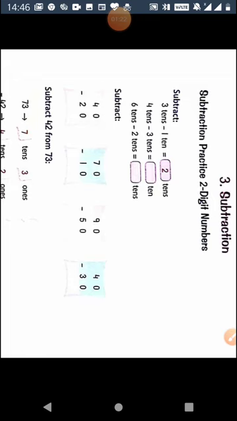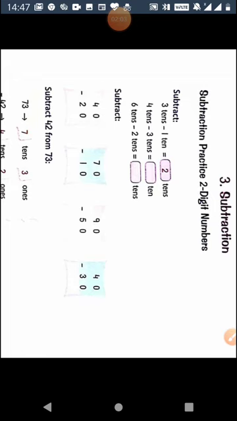So in addition, when we bring together two groups or two numbers, the total becomes more. In subtraction, when we take away something from a group or from a collection, the total becomes less. So subtraction is the process of taking away things. Like addition, it is also an arithmetic operation. There are four basic mathematical operations: addition, subtraction, multiplication and division. We have already done addition. Now we will start with subtraction.